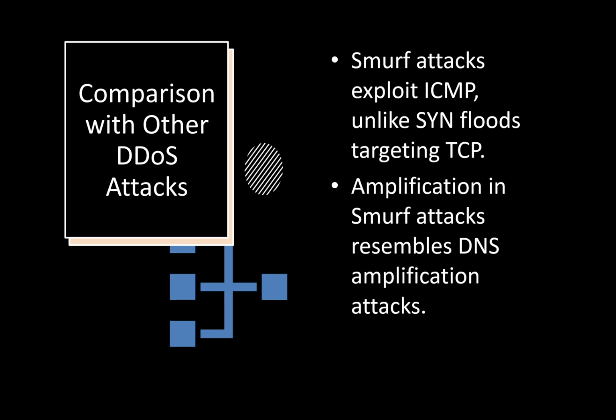And comparing with other DDoS attacks, Smurf attacks are just one type of DDoS attack. Others include SYN floods, which exploit TCP connections, and DNS amplification, which uses misconfigured DNS servers for traffic amplification. By understanding these different types, security professionals can create layered defenses to protect against a range of DDoS threats.